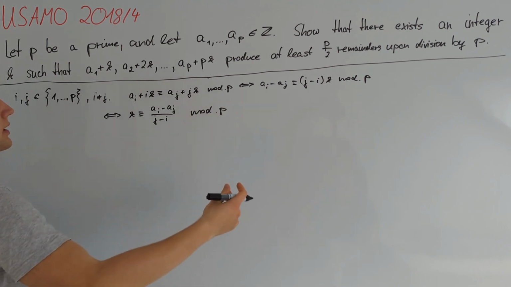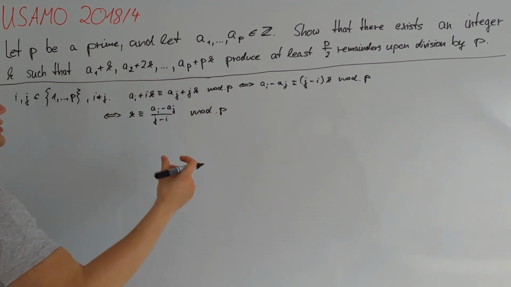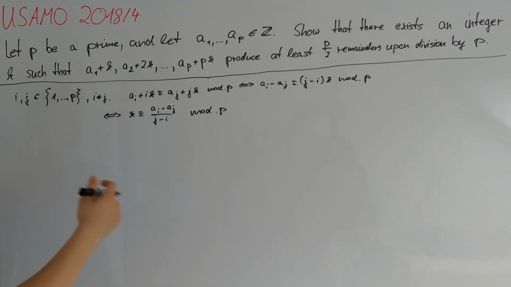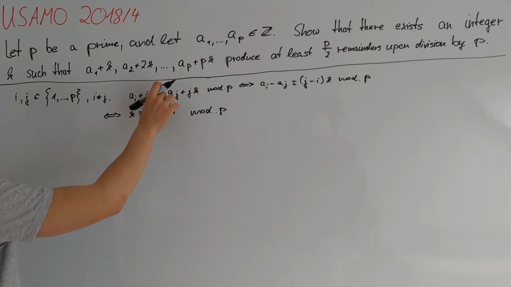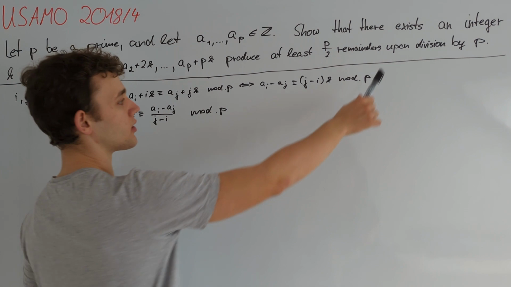The big takeaway is that this congruence is true for exactly one residue class of k. So if we let k range from 1 up to p, for instance, then this congruence is going to hold exactly once. And I'm going to write this important fact down in orange right here.